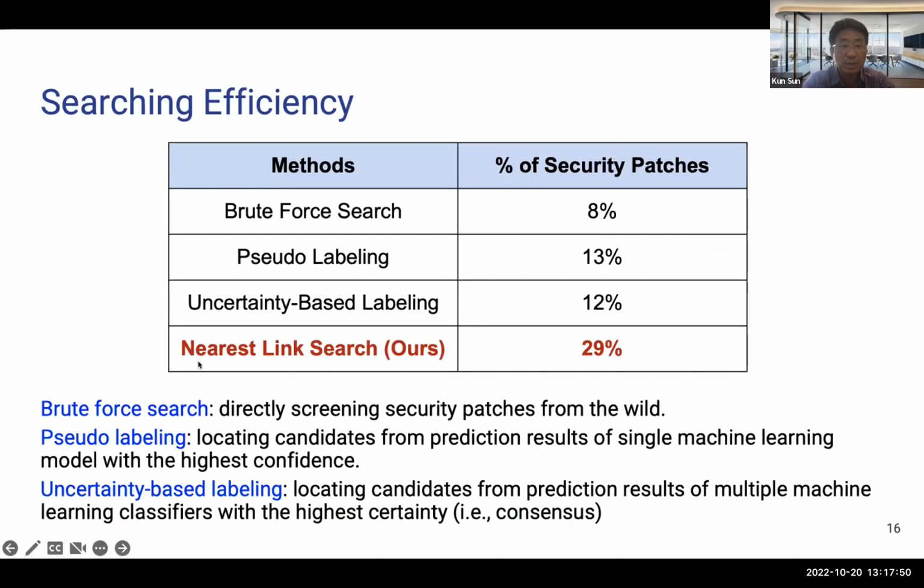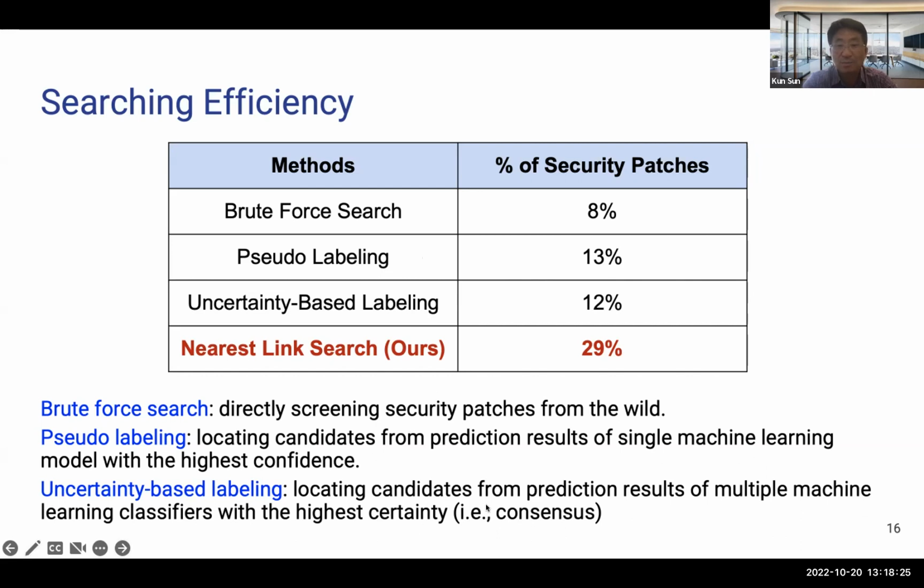We compare our nearest link search algorithm with the existing solutions. For example, what if we just do brute force? We just take a number of these Git commits and screen them. We can identify about 8% security patches. Or we can build a machine learning model and use that to identify more security patches. The percentage using this pseudo labeling is 13%.